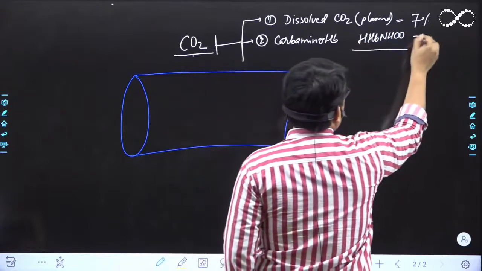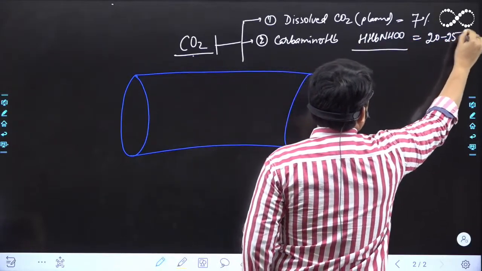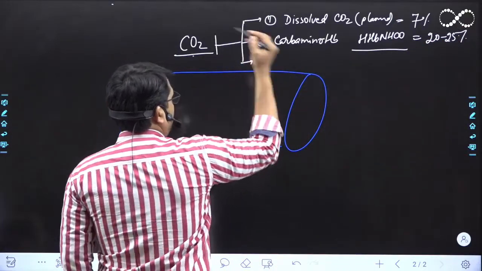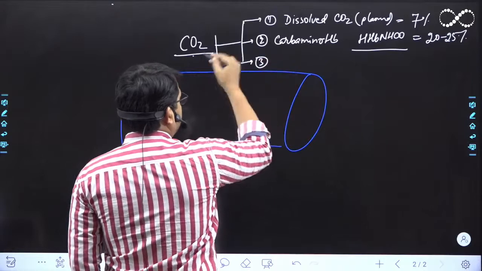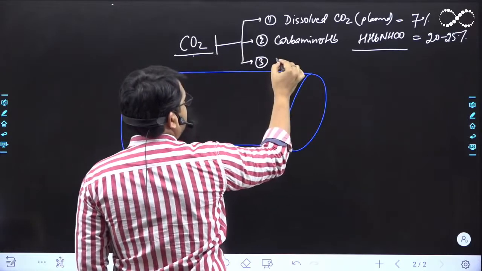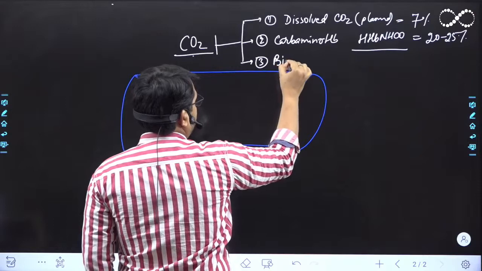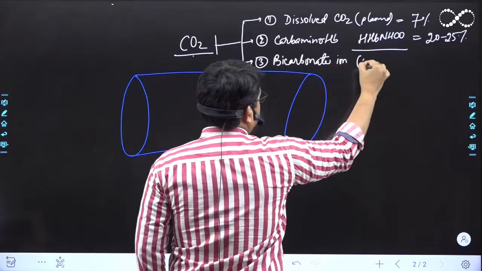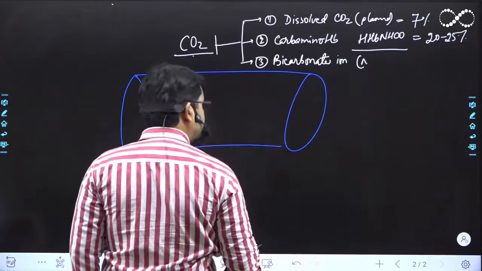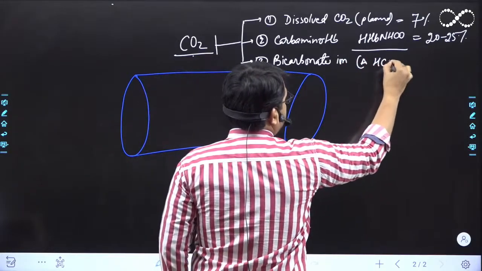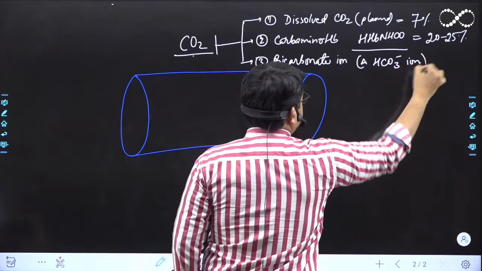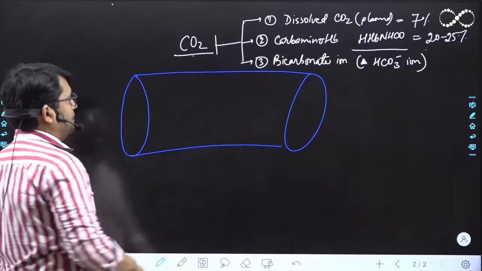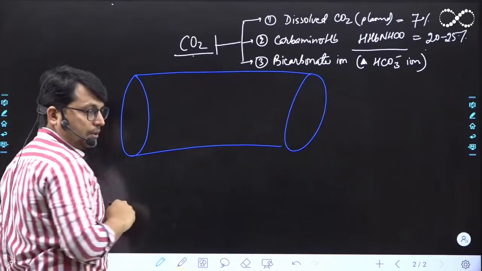Okay, and around 20 to 25% of CO2 is transported in the form of carbaminohemoglobin, while most of the CO2 is transported in the form of bicarbonate ion. In the form of bicarbonate ion, that is HCO3 minus ion. Okay, this is it.